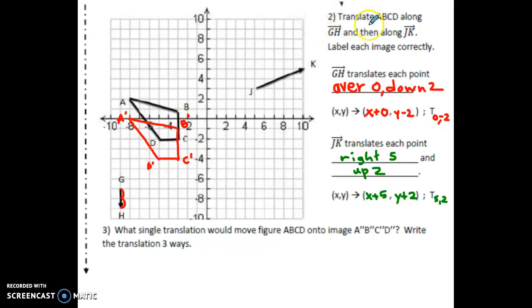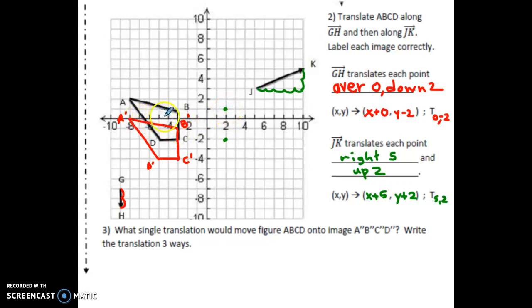It literally moves every point in our original figure down 2. And then we can look at the second part of the problem. They want us to translate along vector JK. Vector JK, if I counted right, moves us towards the arrow, which is to the right 5. And then from this corner, it is up 2. So x plus 5, y plus 2. And of course, your T notation has the 5, 2. 1, 2, 3, 4, 5, up 2.